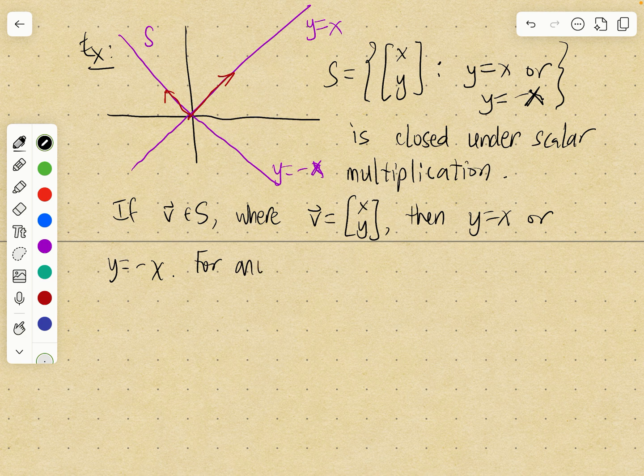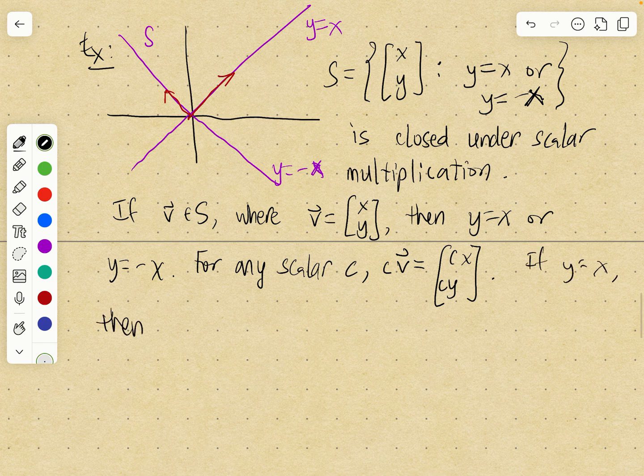So for any scalar C, CV is going to be (Cx, Cy), right? So if y is x, then Cy is going to equal Cx, so CV is in S.